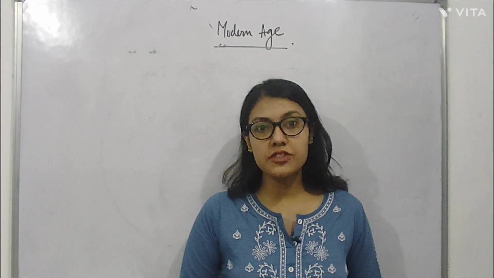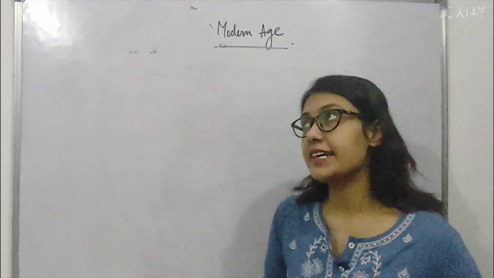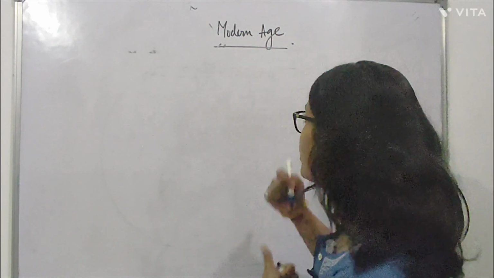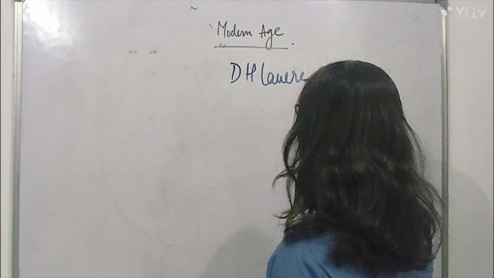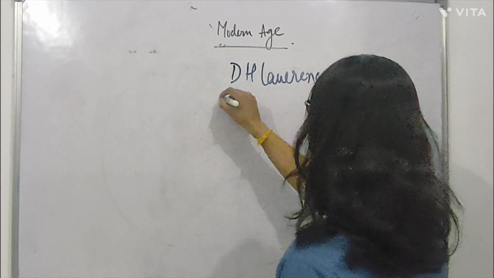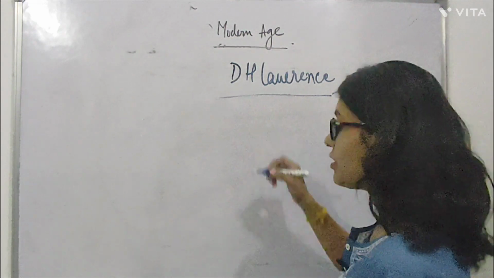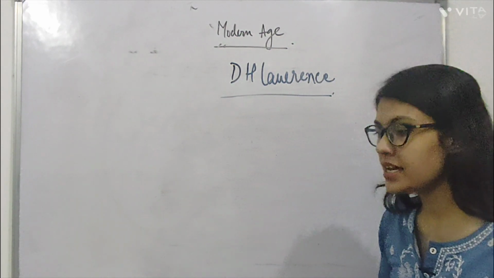You're back on my channel Crux of English, and today we are going to talk about the next writer of the modern age, which is D.H. Lawrence. Now he is most known for Sons and Lovers. I think everyone knows that.